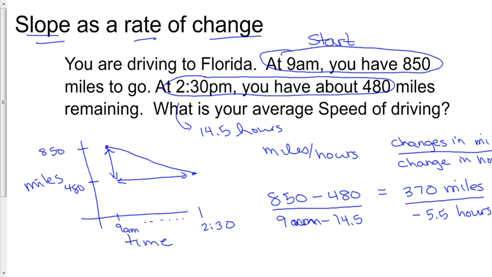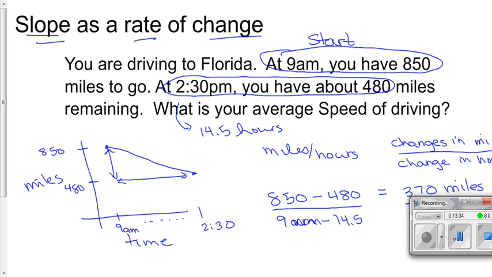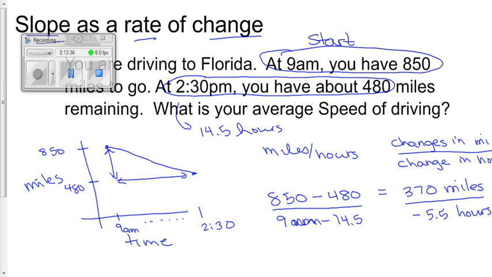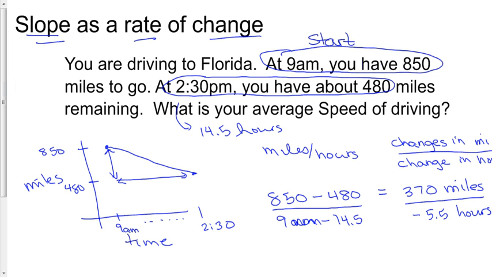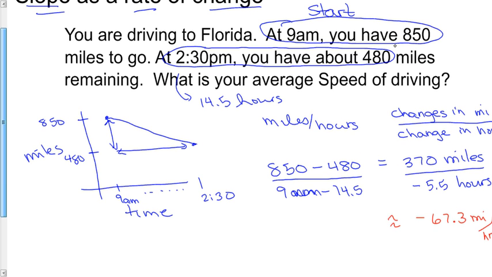And so if I divide this out now, and I'm going to pause this for a moment so I can pull out my calculator. So when I divide that out, I'm getting approximately negative 67.3 miles for every 1 hour. And so I'd say that I'm going negative 67.3 miles per hour. Now, why is this negative? You can see on the graph it's going downhill, but the reason why it's negative is because my distance is decreasing as time goes on.